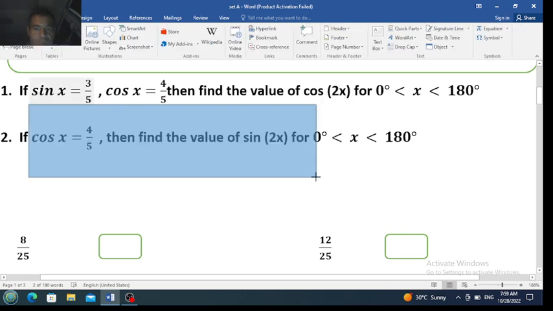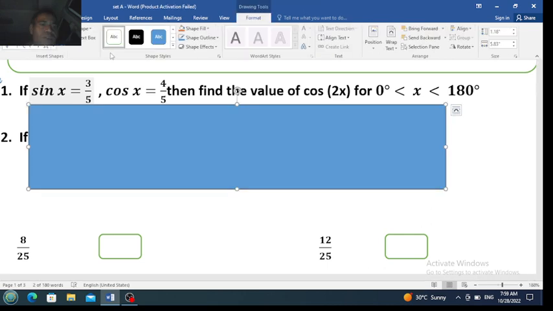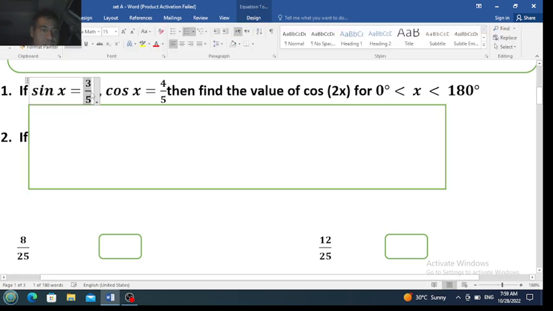So we start. I'll just write this one. So we know that sine of x is equal to 3 over 5, and cosine of x is equal to 4 over 5. Okay, so the double angle formula for cosine is what, learners?